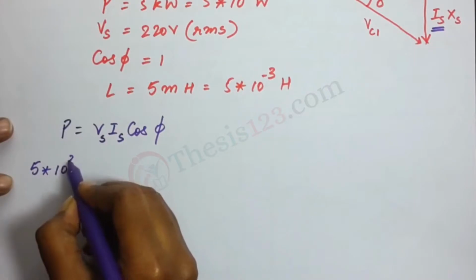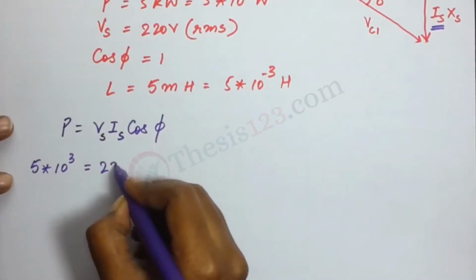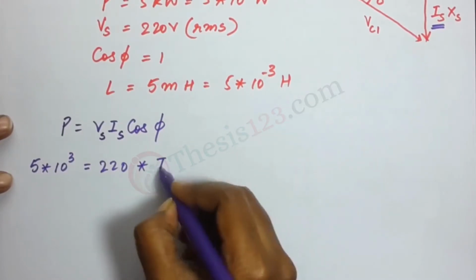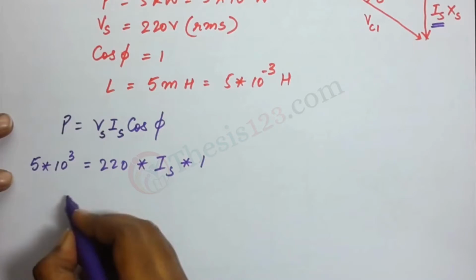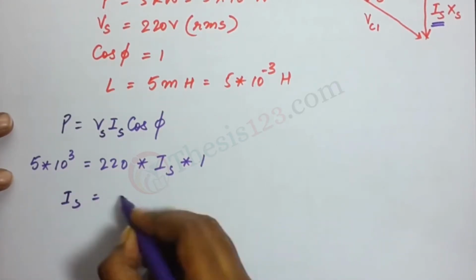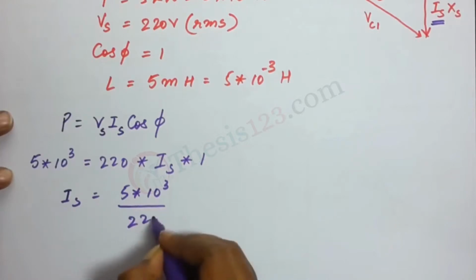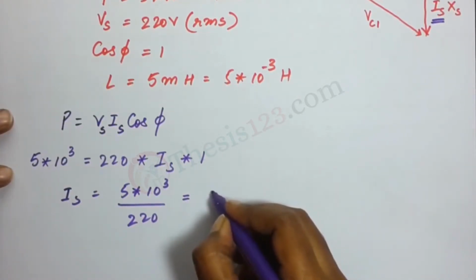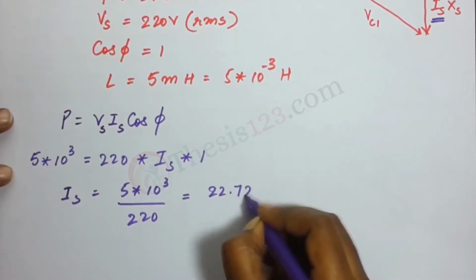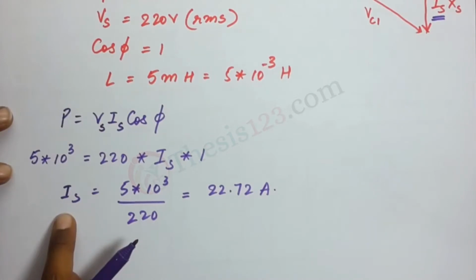5 into 10 power 3 is equal to Vs value, which is 220, times Is, which we need, times cos phi, which is 1. So from this we find out what Is is. Is is 5 into 10 power 3 divided by 220, and that comes to 22.72 amps. So this is the value of the source current.